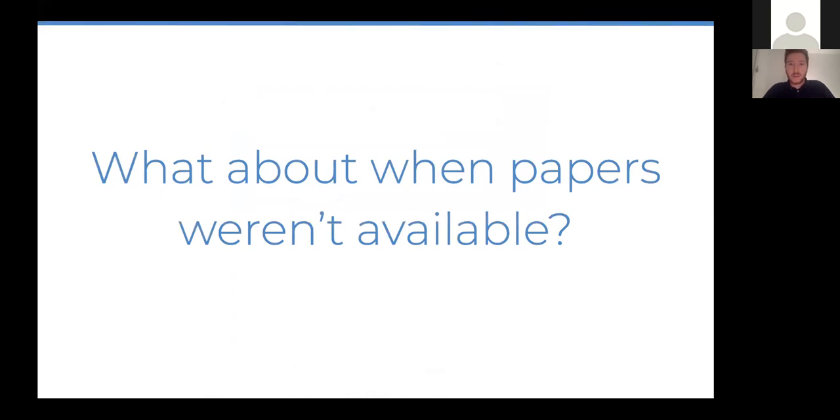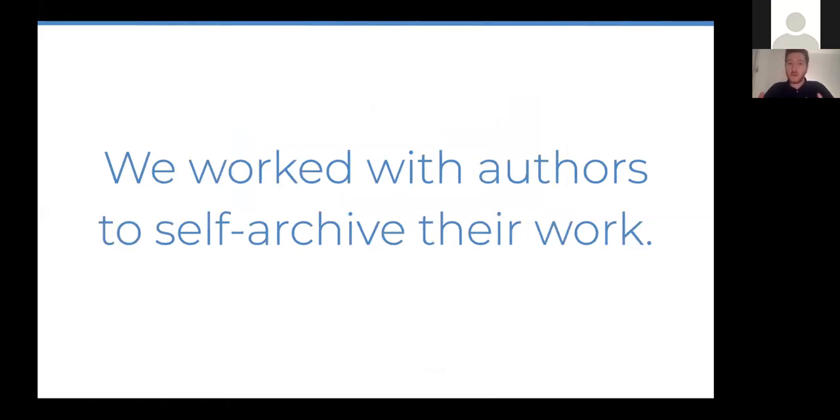What I'm going to transition to is answering a question that we get a lot at the Open Access Button: what do we do when papers aren't available? Back in the day, there were lots of times when you would click the Open Access Button and there wouldn't be an openly available copy of what you wanted. And then users would ask, well, now what? Our answer was that we would work with authors to self-archive their work. We worked with thousands of authors in this process.